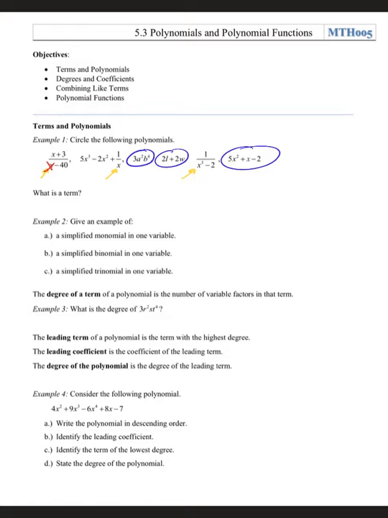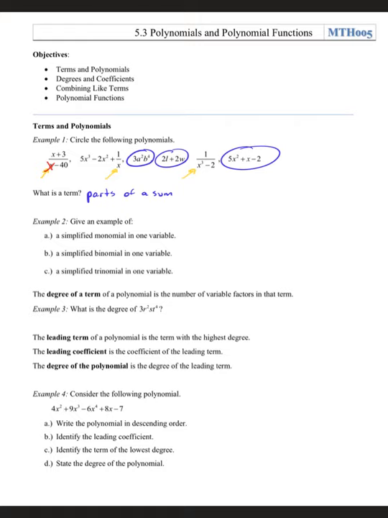Okay, so now that we know what polynomials are, we want to talk about what is a term. We've talked about terms before. Terms are parts of a sum, meaning it's the things being added together. So we're going to look at this second one. We know this is not a polynomial. However, the terms would be the things that are being added together.